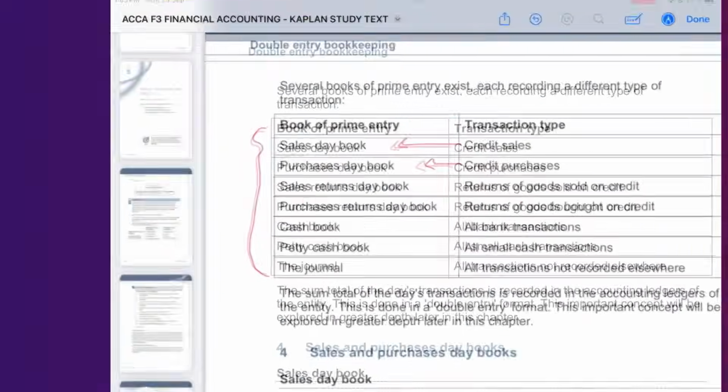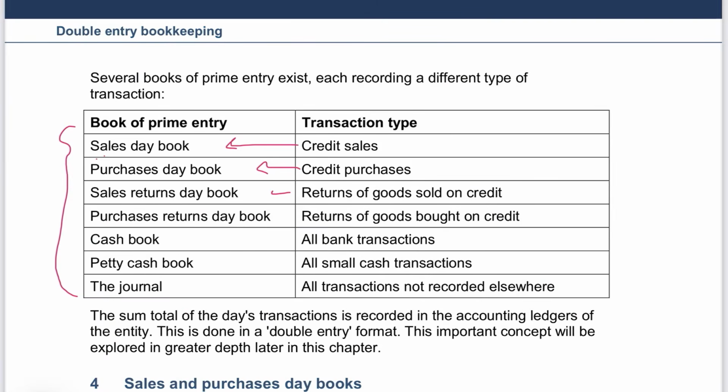Let's go back and continue. So we already understand sales return day book and purchase return day book. Now what is a cash book? There are two types of cash: cash in hand, right, and cash which is in your bank account. That business bank account is your cash, and both of those cash are going to be recorded in this book, right?